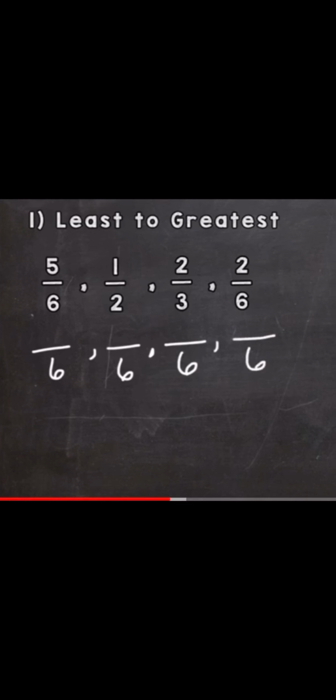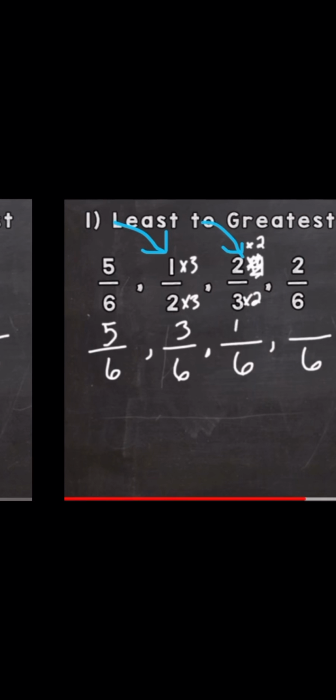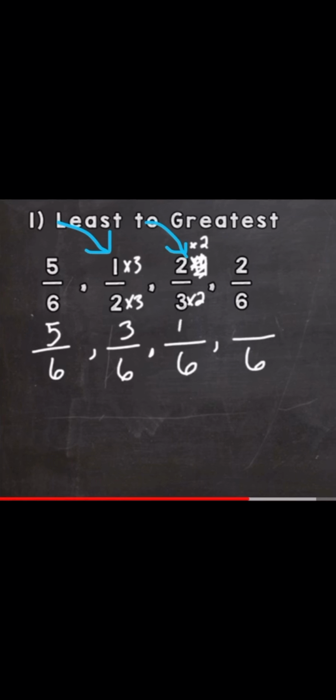So why are we doing this step? Because we want to make all the fractions have the same denominator, 6. So look here. For 1/2 we multiply both the numerator and denominator by 3, so we get a new fraction that is 3 out of 6. When we have 2/3 here, we can multiply the 3 by 2 to get the denominator 6, so we multiply both of them by 2, and we'll have 4 out of 6. And the last fraction is 2 out of 6, nothing changed.